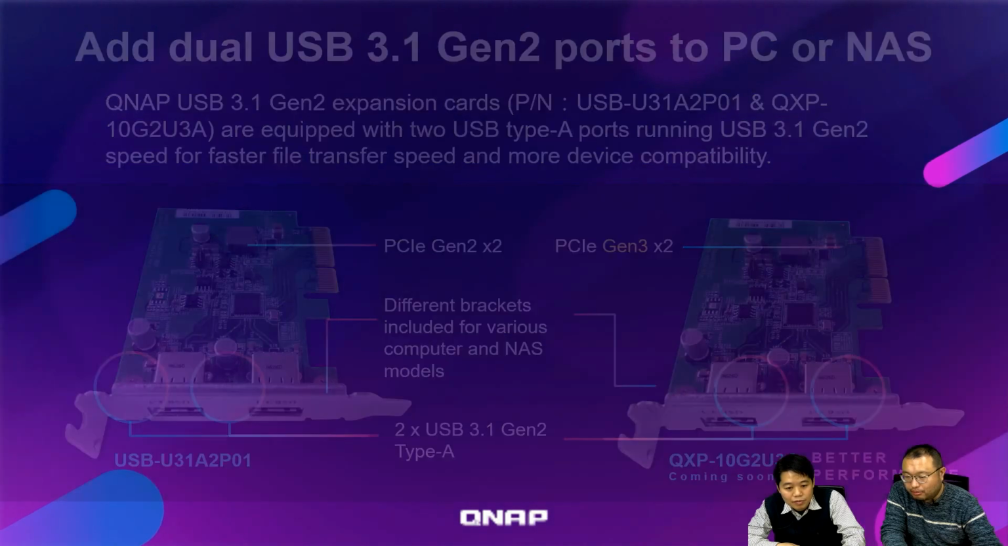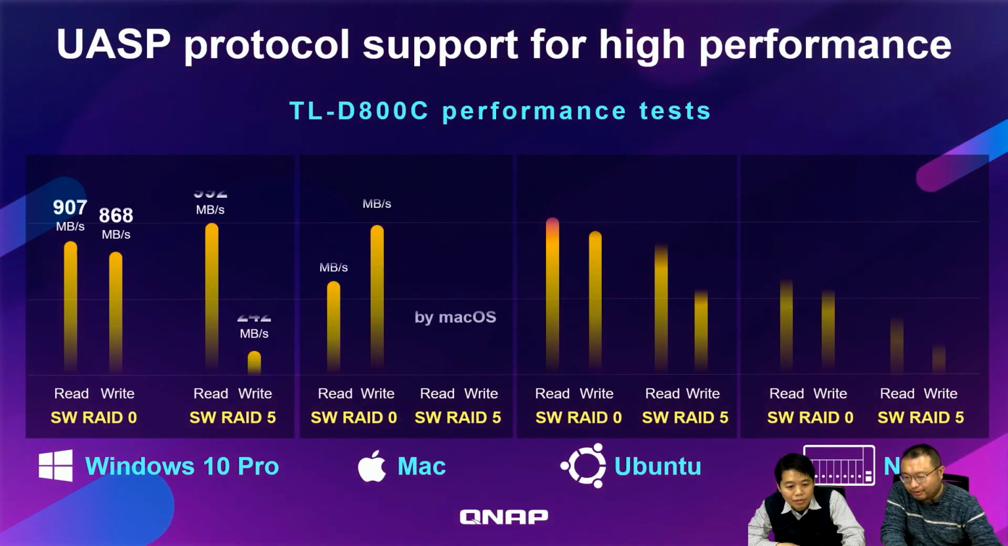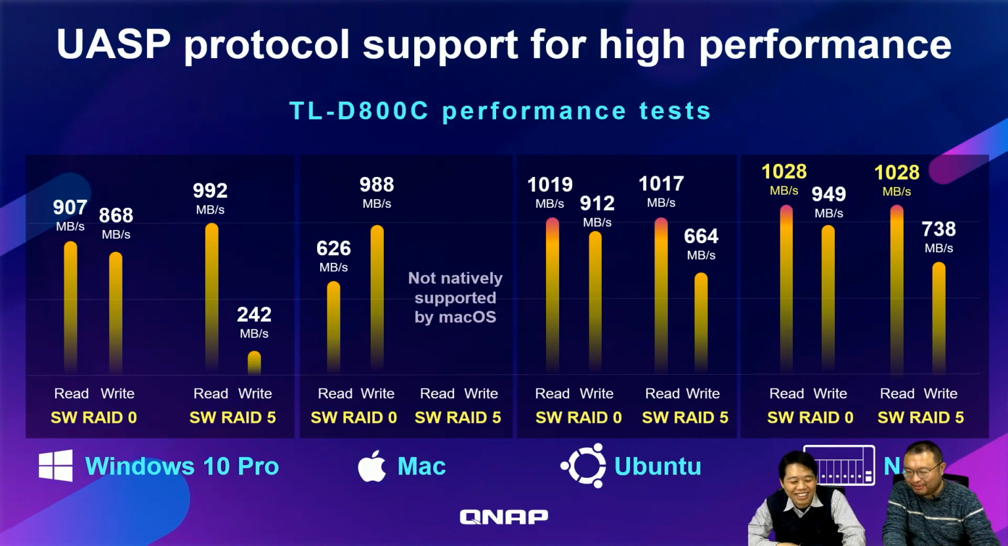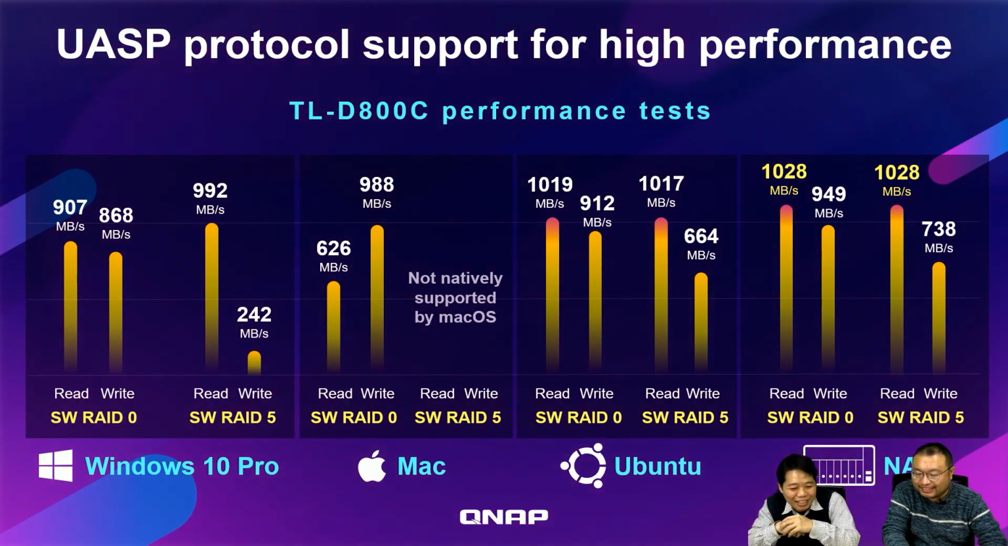So let's take a look at the performance that we tested in the lab. You want to talk about it? Yeah, we tested several operating systems: Windows 10, Mac, and Ubuntu, and the most important is our QNAP NAS. You can see you can get the best performance from QNAP NAS. It can almost reach 950 megabytes per second to around 1000 megabytes per second. It's close to 10 gigabit performance.